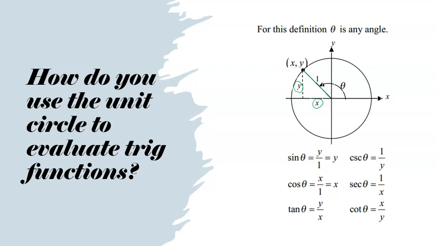Cosine is adjacent over hypotenuse. So that's why that's x over 1. And then tangent is sine over cosine, so that's going to be y over x. And cosecant is going to be 1 over y. Secant is going to be 1 over x. And cotangent is going to be x over y because those are the reciprocal trig functions. They're just 1 over their partner.